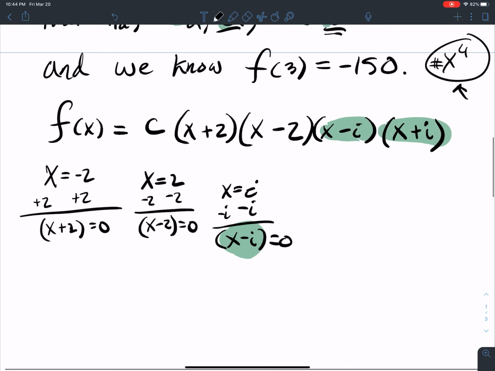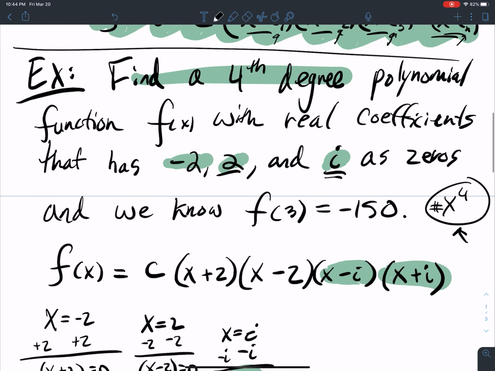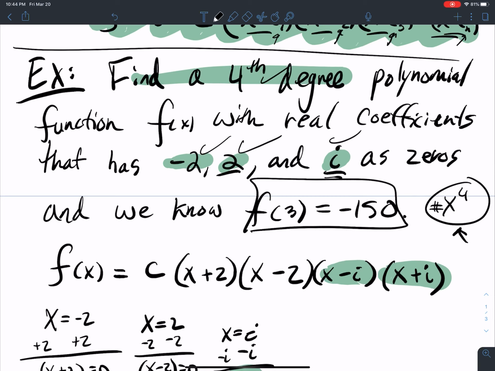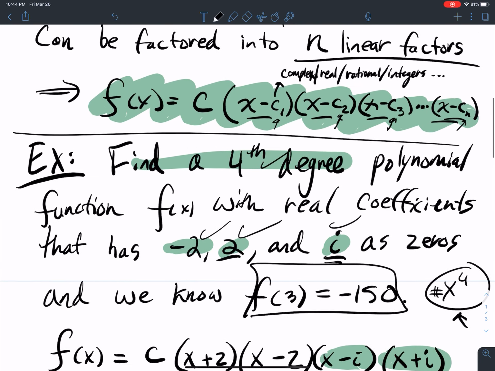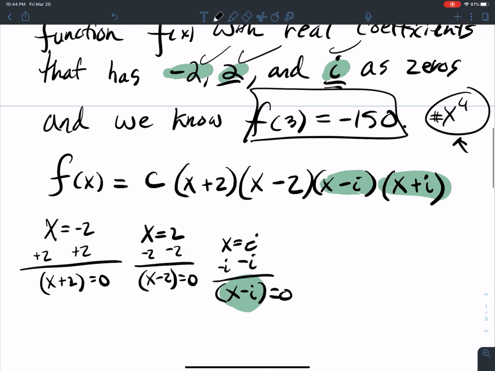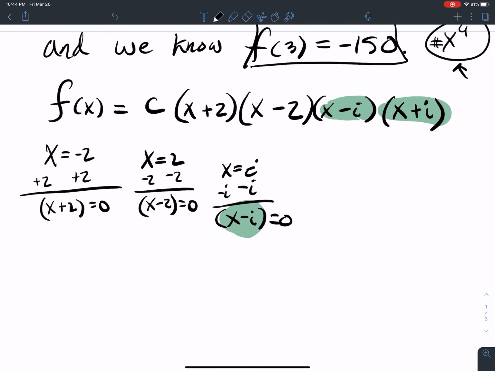Now we're almost home. What other bit of information have we not used yet? Oh, we have f of 3 equals -150. Okay. Look, right now, this is kind of annoying, okay? Why is it annoying? I have complex numbers and I have real numbers. So what I'm going to do is multiply my complex things together. So FOIL: first, outer, inner, last, double distribute.